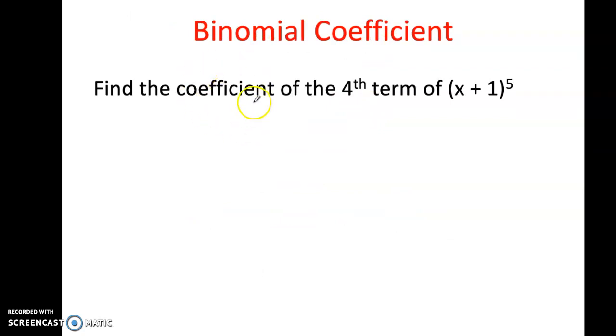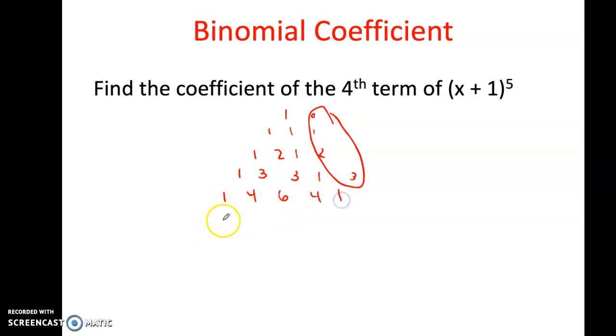Find the coefficient of the 4th term of x plus 1 raised to the 5th power. So again, we're not solving yet. For the 5th power, this is our 0 row, 1, 1. This is our first row, 1, 2, 1. This is the second row, 1, 3, 3, 1. That's the third row. So just so you're not confused, these are the rows. We're going to keep going until we get a 5 in the second position. 1, 4, 6, 4, 1, then 1, 5, 10, 10, 5, 1. All right, here we go. There's the 5th row. So these are the coefficients. We want to find the coefficient of the 4th term. First term, second term, third term, 4th term. So the answer would be 10.